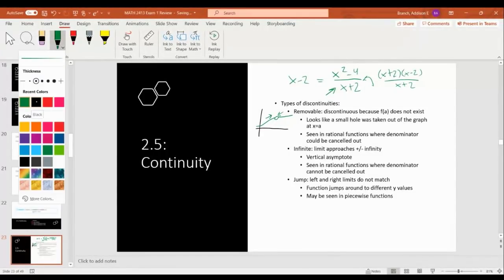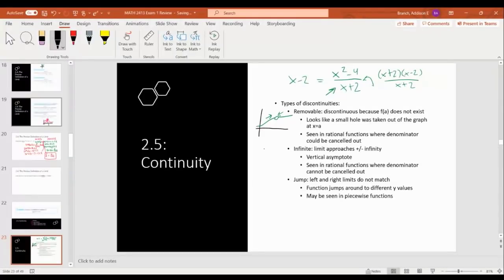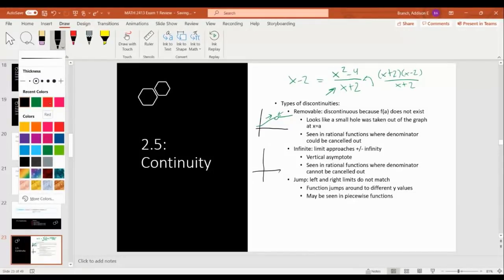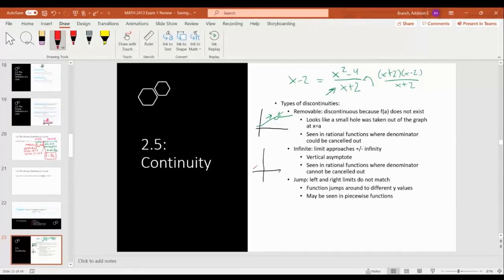You can also have infinite discontinuities. So essentially that's going to happen whenever your limit at a point approaches positive or negative infinity. So something like this. Those are discontinuous because typically in that scenario, your f of a is not going to exist. And technically, your limit wouldn't exist because it would be approaching infinity. And infinity would technically be "does not exist." But that would be a vertical asymptote right there.